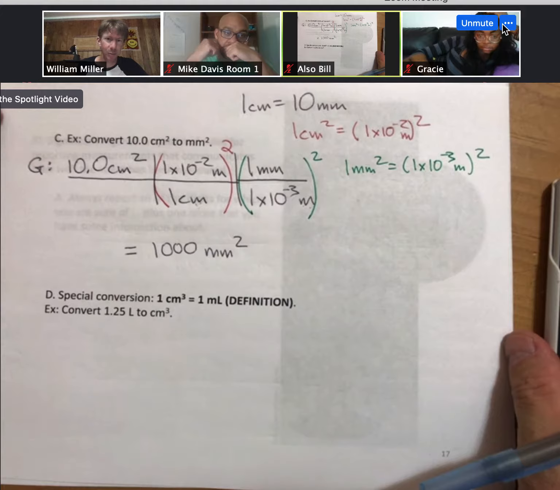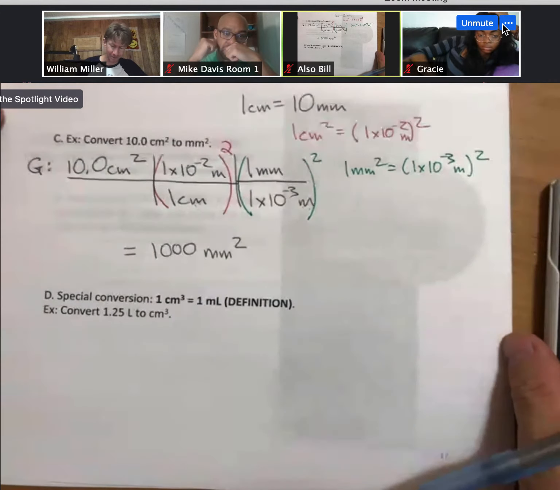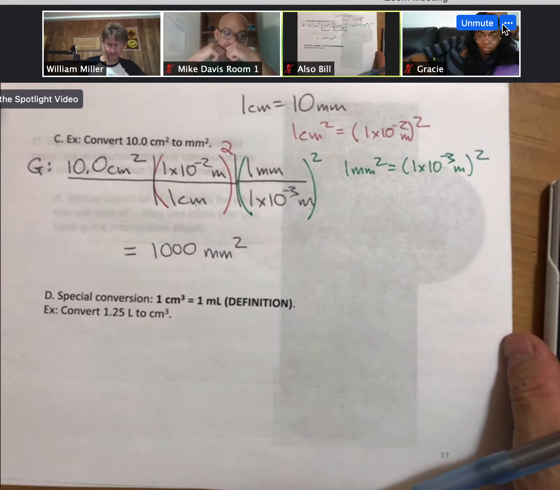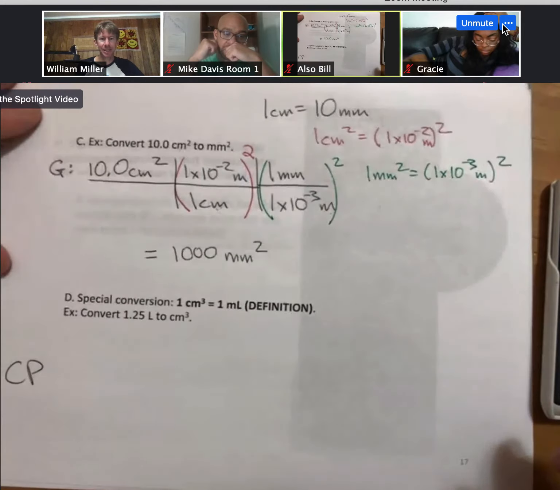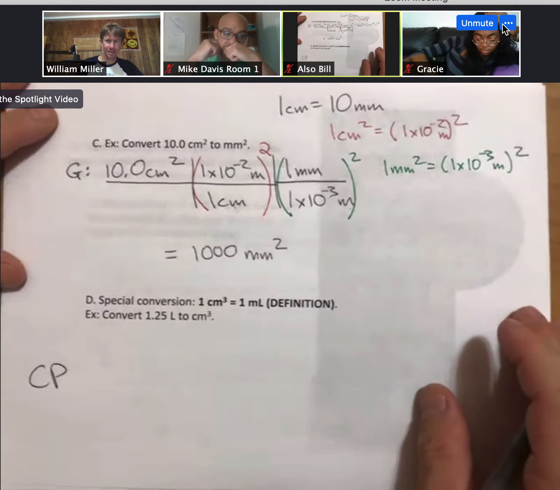90+% of the time, we do not square conversion factors. In fact, I'd say 95+, but I want to make you aware of how to do it. Down here, we have another companion problem, CP. Let me put the whole page on the screen again there.